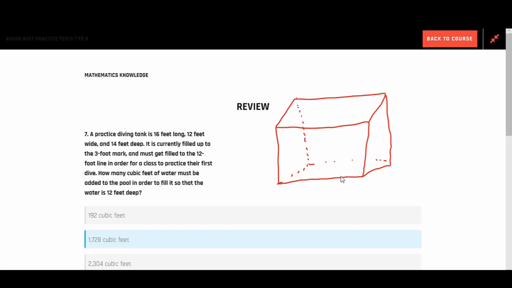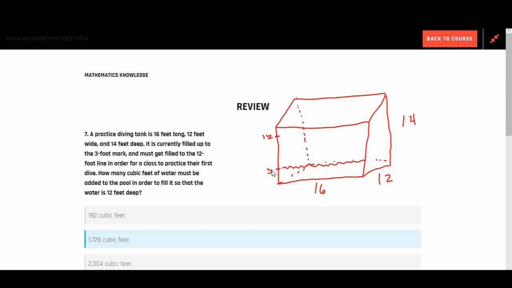We're told that it's 16 feet long, which is this way. It's 12 feet wide, which is this way. And it is 14 feet deep, which is the height, so it's 14 there. It's currently filled to the 3-foot mark, so it's filled right there. And we're told that it must get filled to the 12-foot mark in order for the class to practice their first dive. How many cubic feet of water must be added to the pool in order to fill it so that it's 12 feet deep?